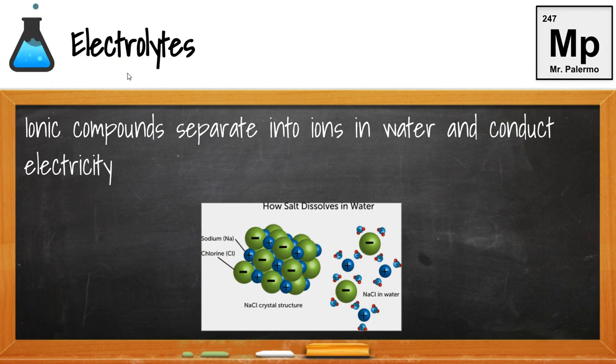So ionic compounds will separate into ions in water, and they will conduct electricity, as we can see here. So here is the crystal structure of an ionic compound. It's these positive and negative ions connected. And when we put that in water, the water essentially rips them apart. And you can see then that the positive ions are attracted to the negative end of water, which happens to be the oxygen, and the negative ions are attracted to the positive end of water, which happens to be the hydrogen. And because now we have these charges floating around, we can conduct electricity throughout this substance.